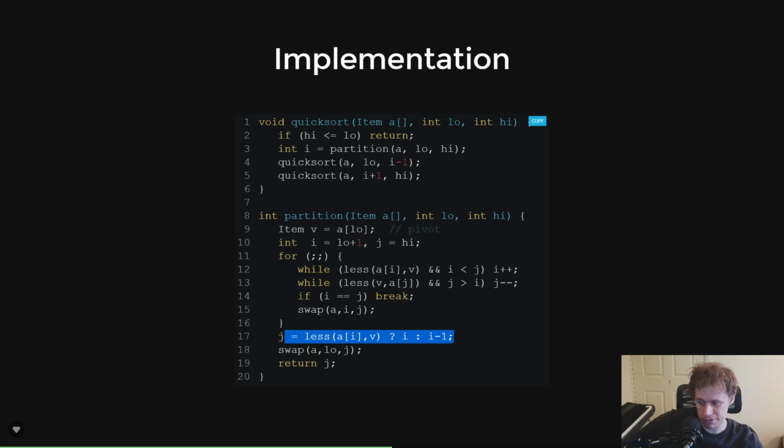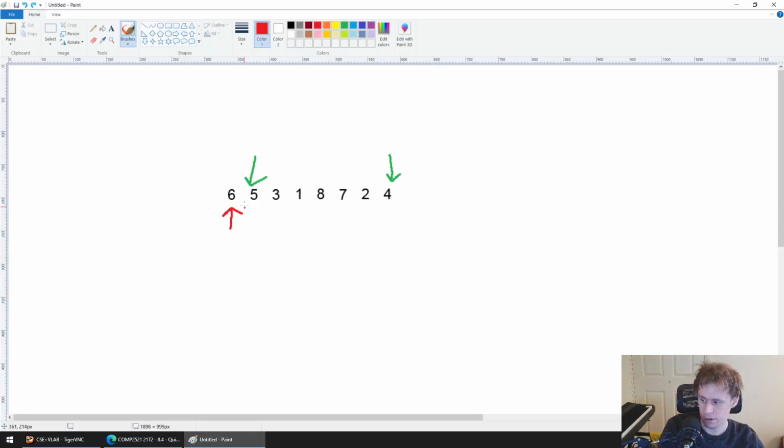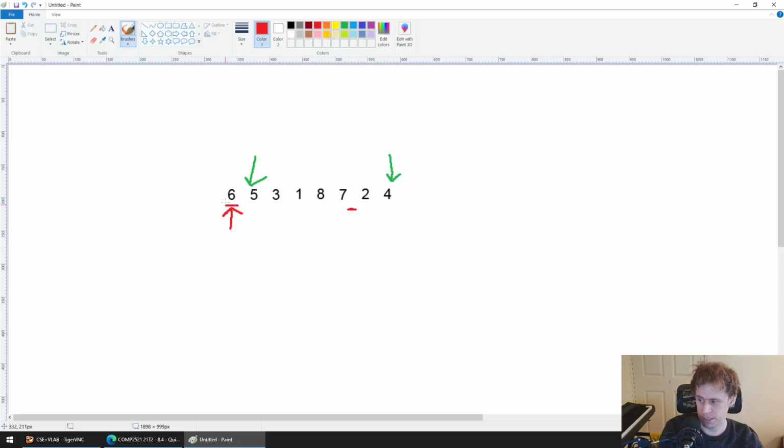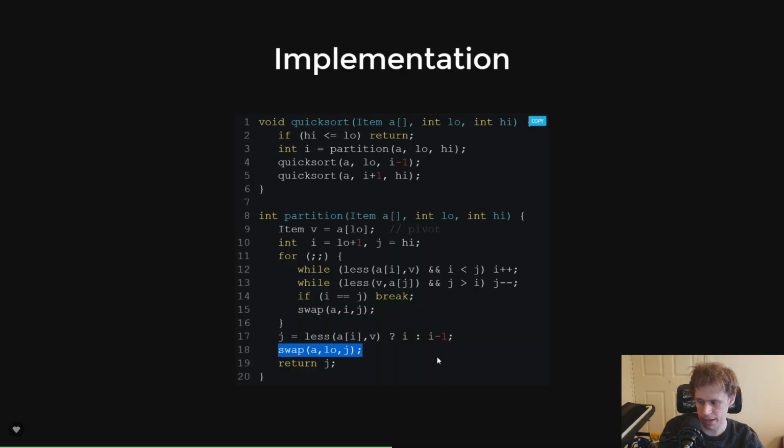This is just some funky fence posting stuff to make sure that you're actually swapping the right element. And then we actually swap it. So this last swap here is to swap it from low, which is the old pivot position, to the new pivot position, because if you remember, we took this out and we ended up putting it, I think, here. So that's what that last swap actually is, and we're swapping it from the original pivot position to J, which is the new pivot position.